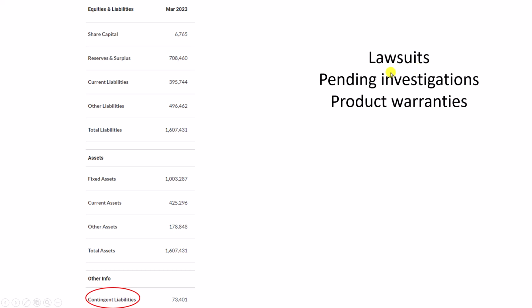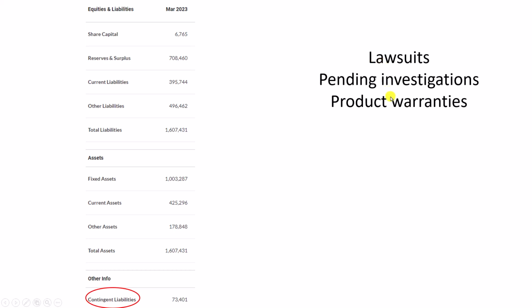Next, product warranties. Now take this example. You might have seen sometimes that some automobile makers recall all their vehicles, some model of car, from the market, saying that a certain part in the vehicle is defective. So that counts as a warranty issue. Or something might have gone wrong and the company might be expecting some warranty claims.